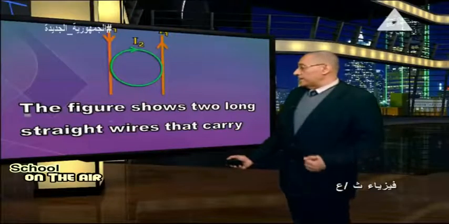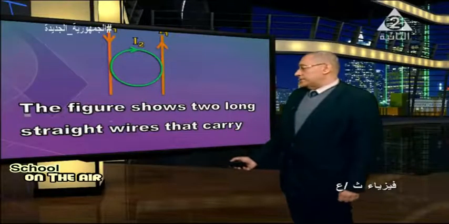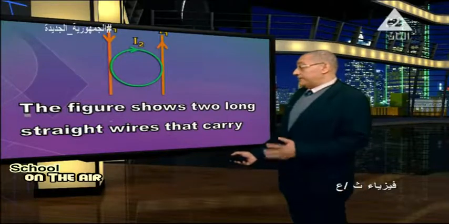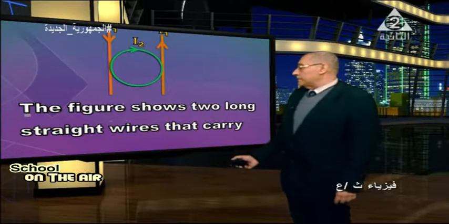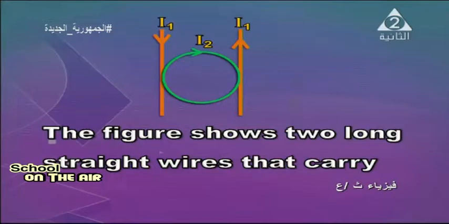Now we've got another type of question. We've got a problem. In front of you we've got two straight wires carrying current I1, and the second wire also carries the same current intensity. So the two wires carry the same current intensity. And a single loop, which means we've got just one turn, carries a current I2 in a clockwise direction.